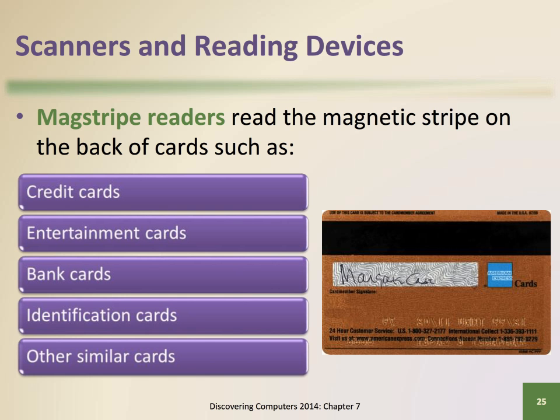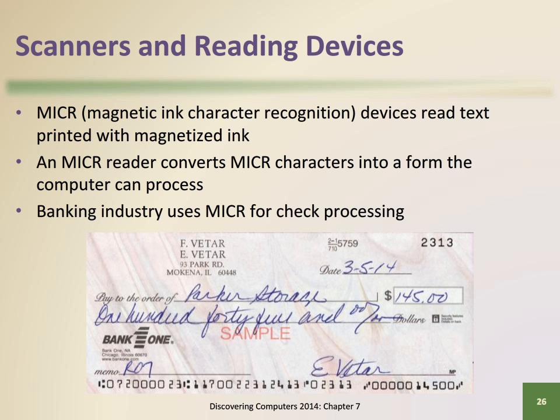The stripe on the back of cards contains information identifying the card user and other related information and is read by magstripe readers. Character recognition devices read text printed with magnetized ink. The banking industry almost exclusively uses magnetic ink character recognition for check processing.